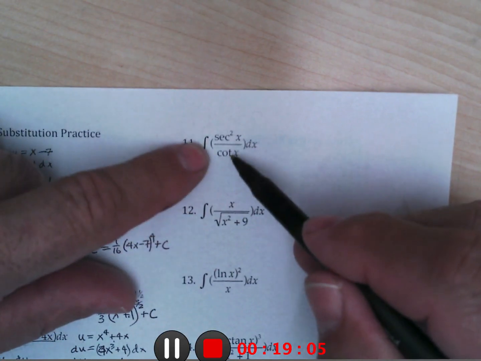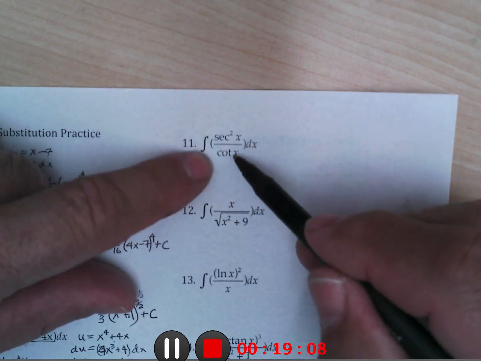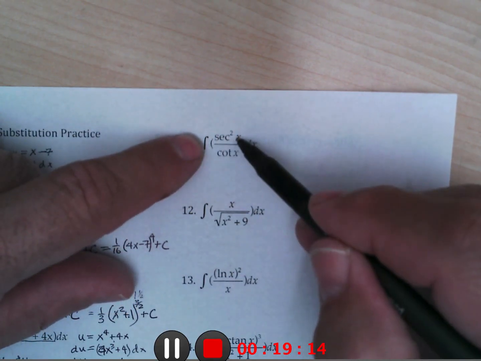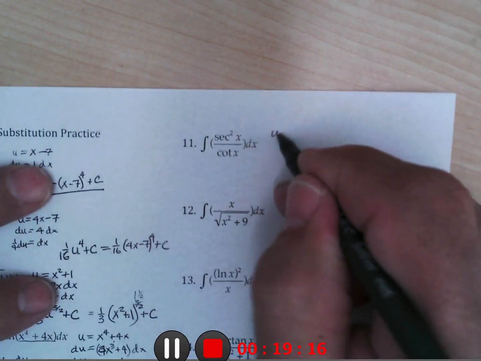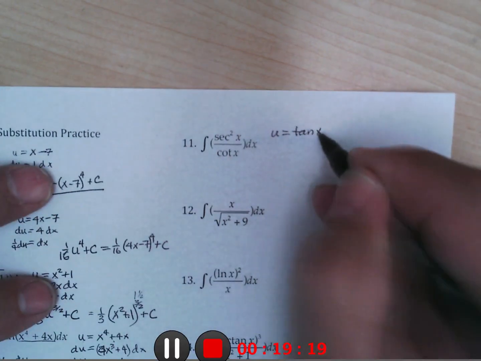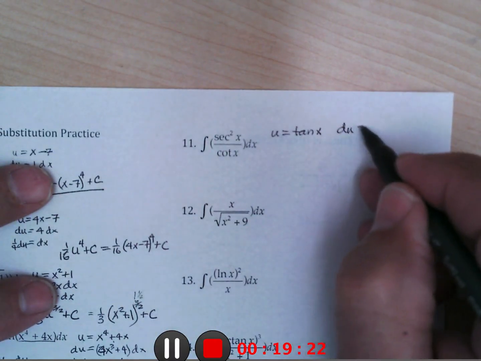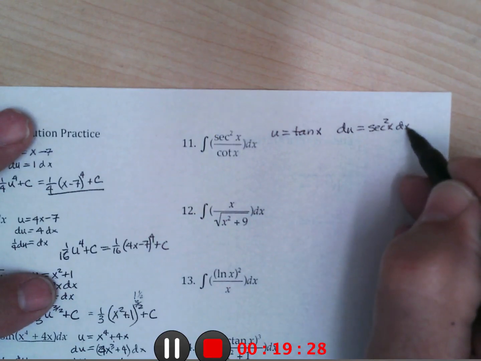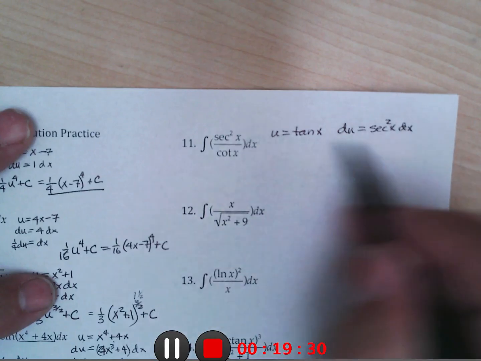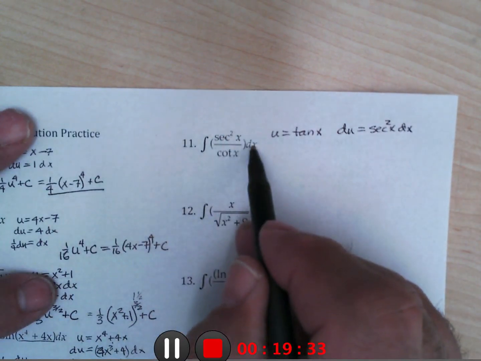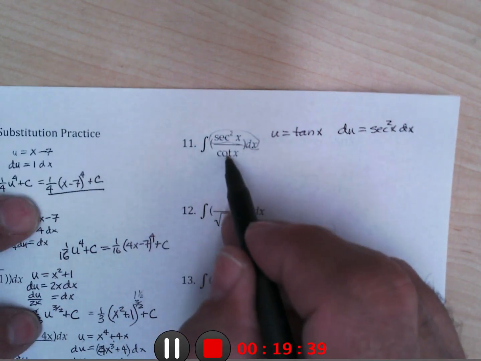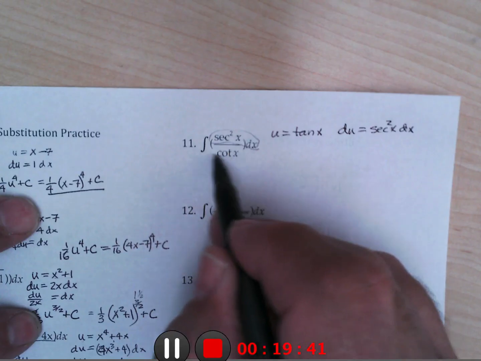Okay. So, see, 1 over cotangent. Cotangent in the denominator is tangent in the numerator, and secant squared is the derivative. So I'm going to let u be tangent x. So du would be secant squared x dx. And I could solve for dx, but I see secant squared x dx, so all of this is just du. And this is 1 over u, or moving that up, cotangent into the numerator would be tangent.